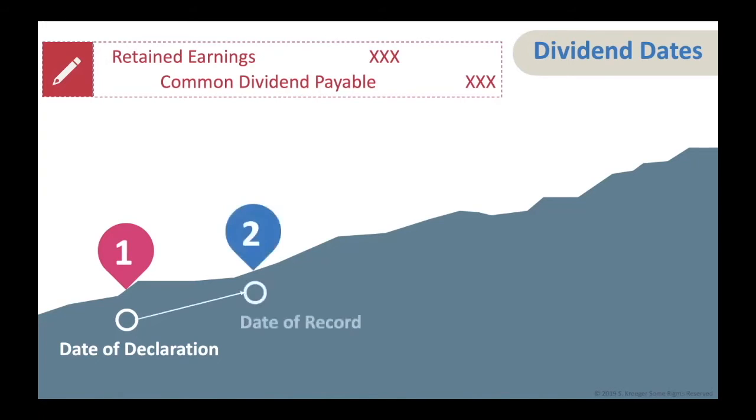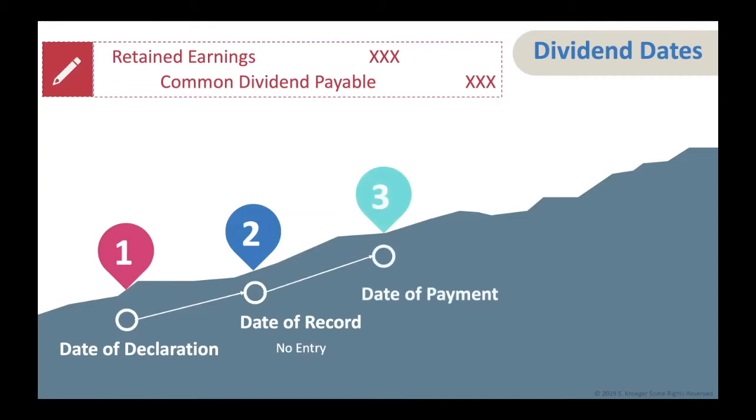The second date to take note of is the date of record. Investors need to be a shareholder by the record date in order to receive the dividend. This date is usually a few weeks after the declaration date. Potential investors have time to decide if they want to buy stock or not in time to receive the dividend. On the record date, there is no journal entry. We already know how much we are paying out from the declaration date. We just get the list of names on the record date.